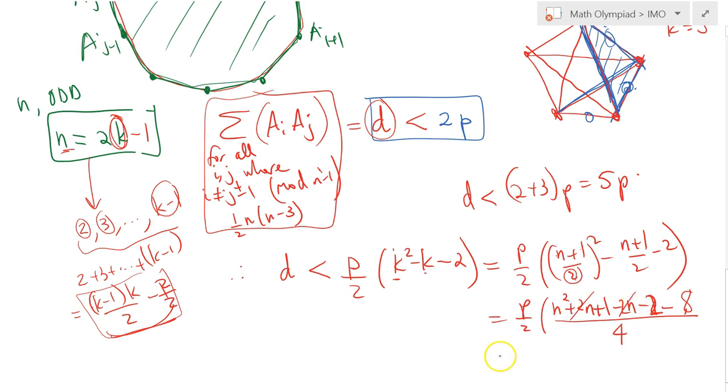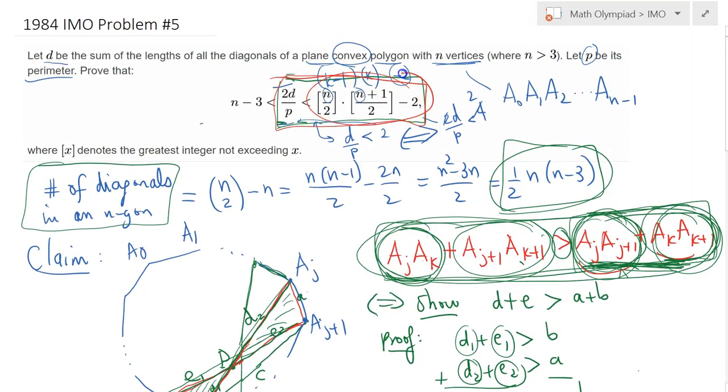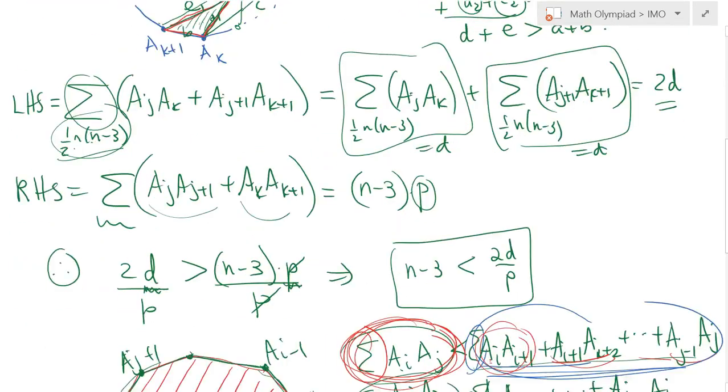These two would cancel out. We would have p over 8 actually, n squared, so these just vanished. I have n squared minus 9, I guess, right? Now remember that I need to make it look like this. So n over 2, n plus 1 over 2.